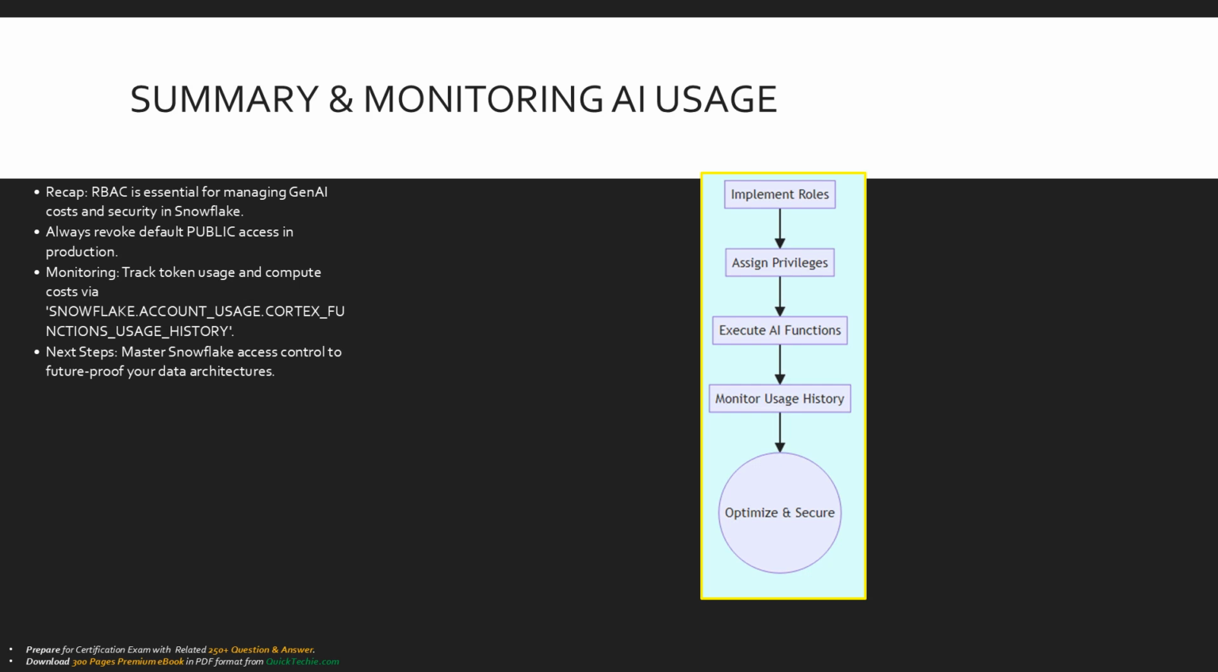To wrap up, remember that while Snowflake makes Gen AI highly accessible, applying strict role-based access control is your responsibility. Always revoke those default public grants in your production environments. Use granular roles like AI functions user and leverage model-level RBAC to maintain strict cost control. And don't forget to monitor your success. You can track exactly who is spending what by querying the Cortex functions usage history view.